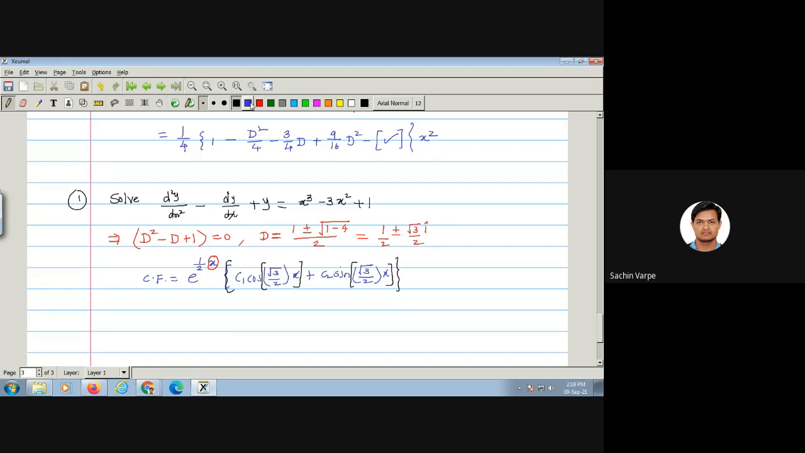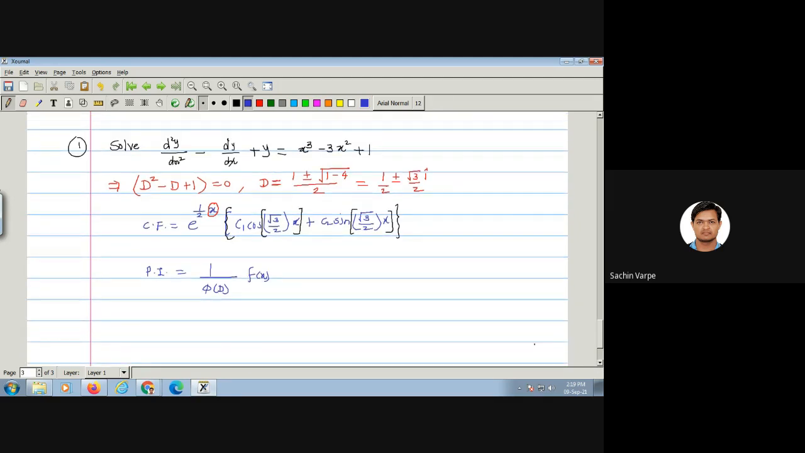So this is about the complementary function. What is the particular integral? PI is equal to 1 upon phi of D into f of x, substitute phi of D. Oh, it is already given, so no problem.